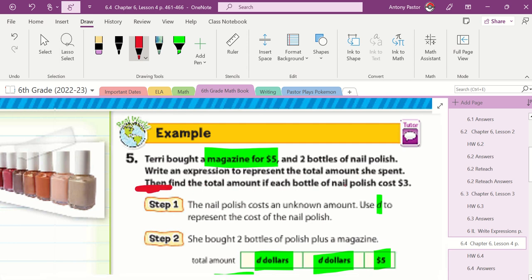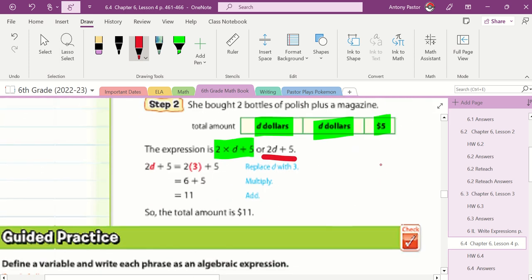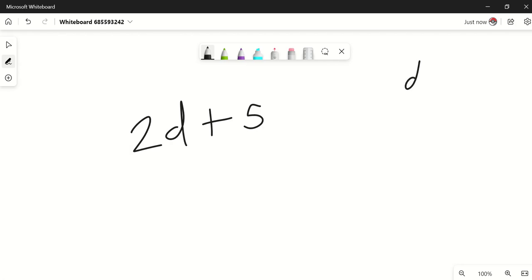Then we find out afterward, because it asks us to write an expression first and then find the total amount if each bottle costs $3. So D will now equal $3. And I'm going to plug that in. That's a terrible dollar sign. OCD is not going to let me do that. There we go. Better. So I'm going to plug this in.